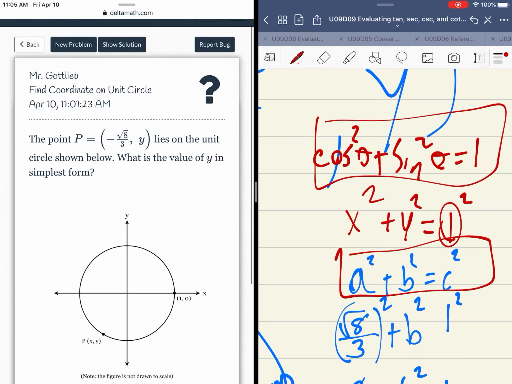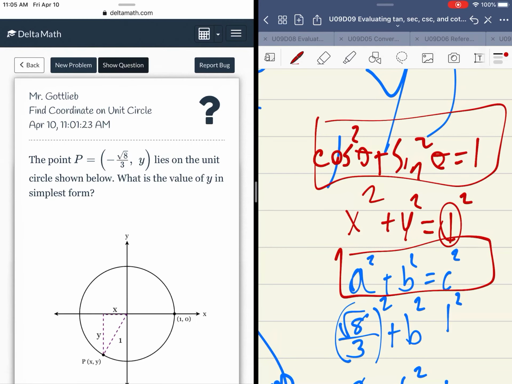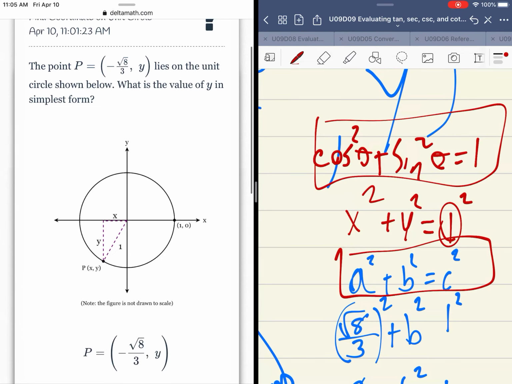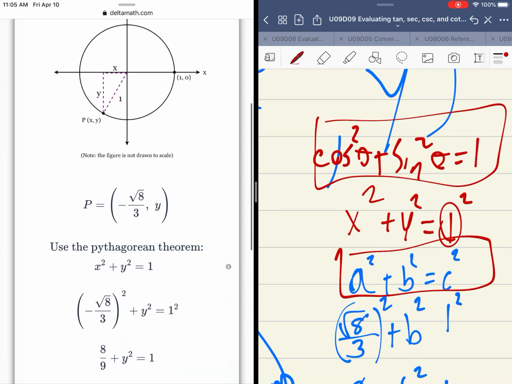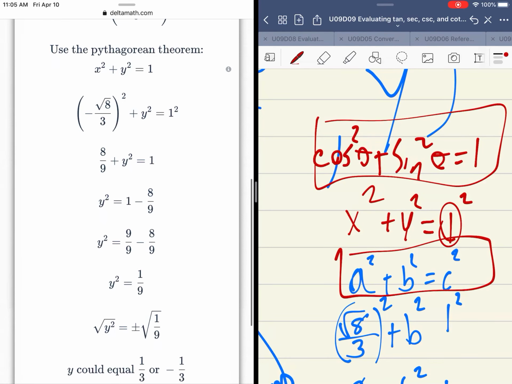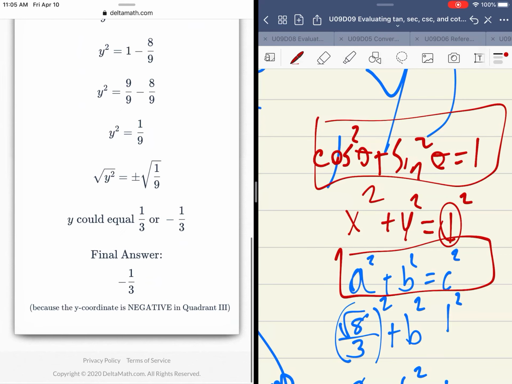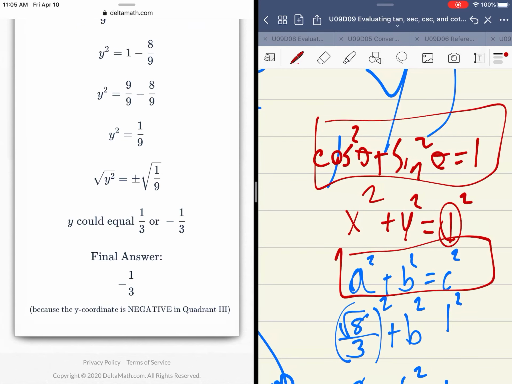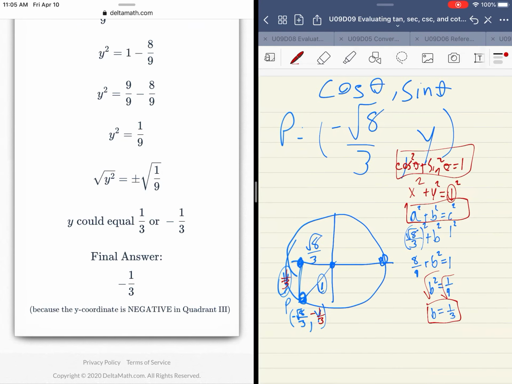So let's take a look at a solution. If I press Show Solution, you'll see it labels x length x, y length y. It labels the hypotenuse 1. It uses the Pythagorean theorem to solve for y. So the final answer should be negative 1/3 because of the quadrant the point is in.